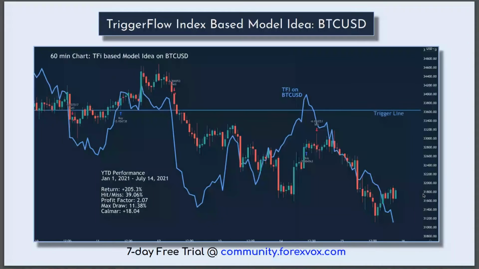So we're going to start off by looking at a trigger flow index-based model idea on Bitcoin. This model, as with the others, uses 60-minute charts, and going back year to date. It's been out of sample longer than that, but I'll just be providing the year-to-date performance. And as we all know, it's been a very wild ride for the cryptos so far this year. So I have to say that I'm very happy with the returns that we've had so far in Bitcoin, as well as the other three cryptos.